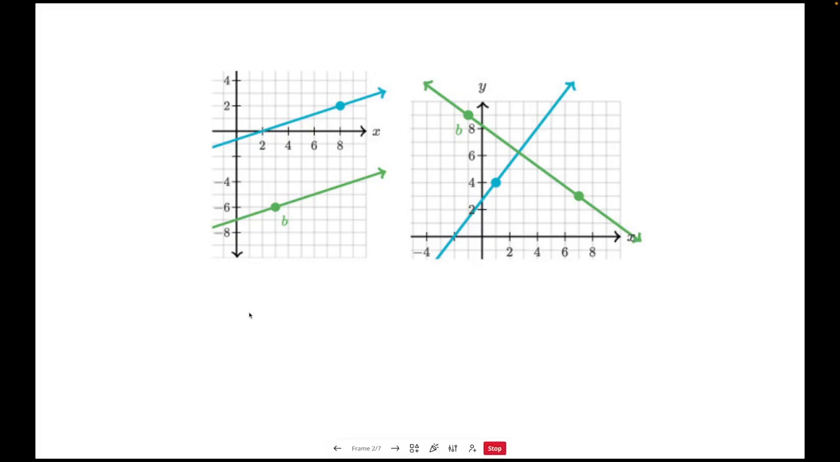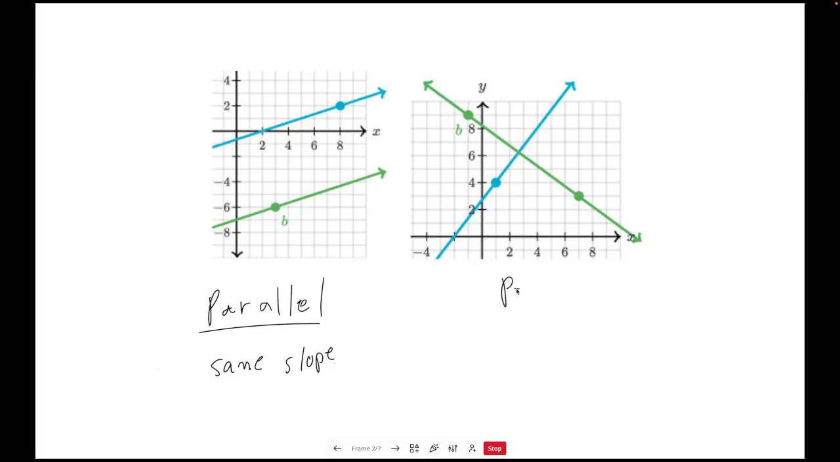All right, so here, these lines on the left are parallel because they never hit each other. Okay, parallel. And parallel lines, we've talked about slope is a measure of tilt or steepness of a line, right? And so these two lines have the same tilt. And so they have the same slope.